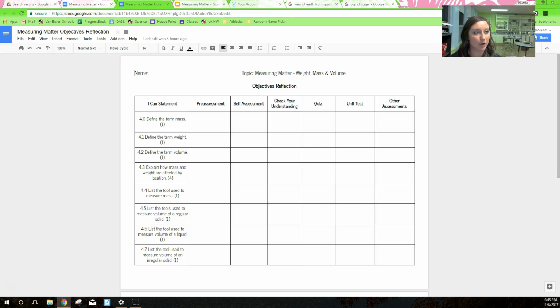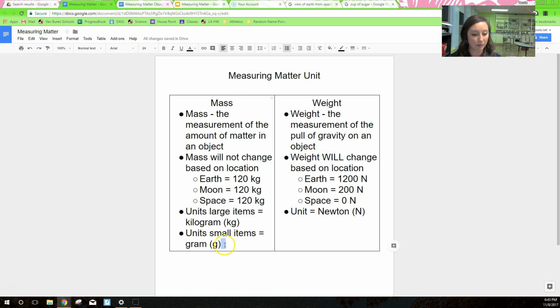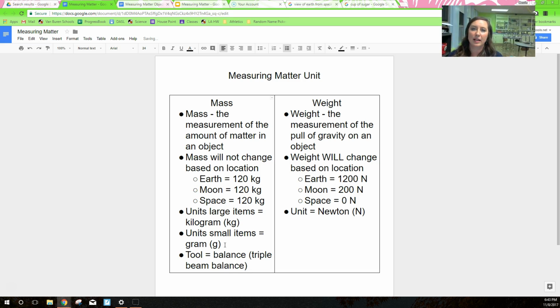So in our notes, it's important we needed to know what that tool was called that we're using to measure mass. And so the tool that we're using is called a balance. And specifically for us, we're going to use the triple beam balance. And then I'm not even going to put down the tool that we use to measure weight, because like I said, we've just kind of figured out that weight wouldn't be a good way to measure matter, because we're going to go scientific, and weight is not a scientific measurement for matter.